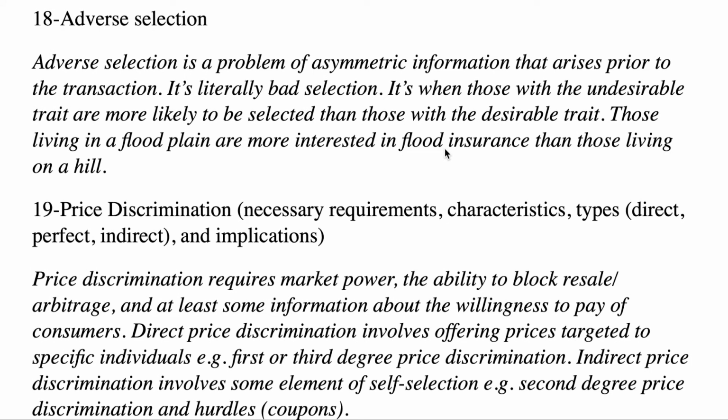Adverse selection, well, this is the problem of asymmetric information that arises prior to the transaction. So it's literally bad selection. Ultimately, this is where, for instance, those with the undesirable trait would be more likely to be selected than those with the desirable trait from the standpoint of the firm. So for instance, if you're selling flood insurance, there's adverse selection because the undesirable customers, those living in a floodplain, are far more interested in signing up for flood insurance than those living high up on a hill, right?